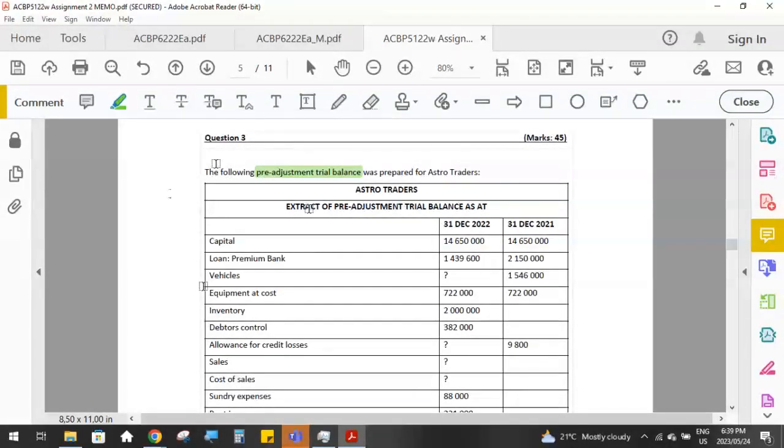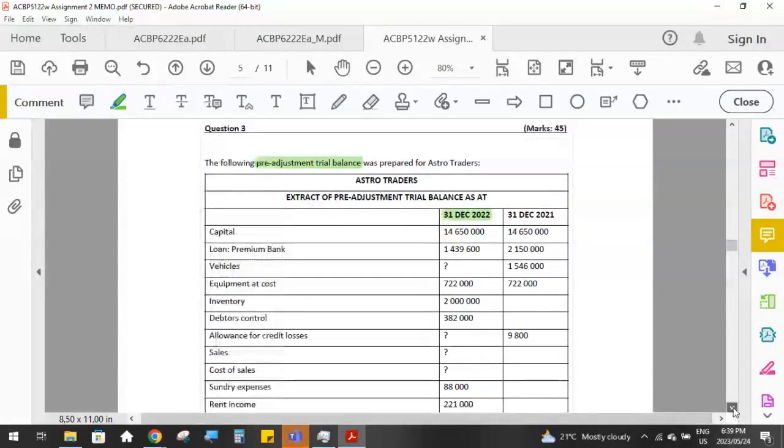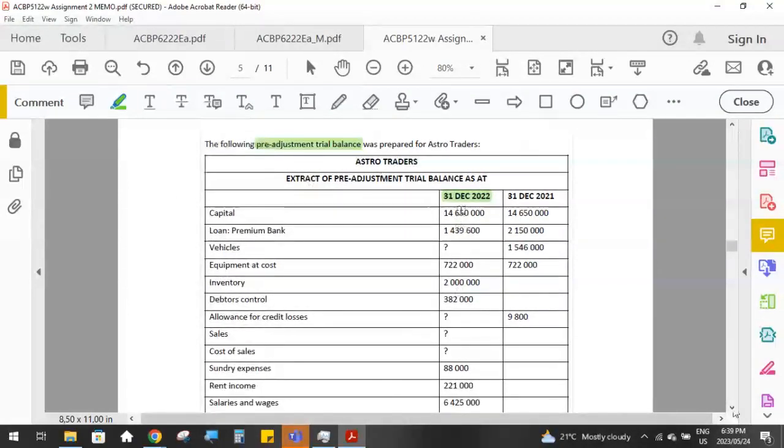So pre-adjustment trial balance as at the 31st of December 2022. So that is this current year. Next to that, they gave us the closing balances as at the 31st of December for the previous year, because in some cases we needed to use that amount to then calculate what December 2022's closing balance was going to be.